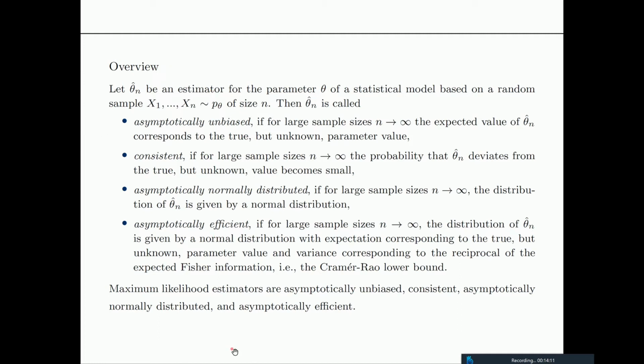So that's the overview, and in the rest of the lecture we now want to go a little bit more into the details of these criteria and what they really mean.